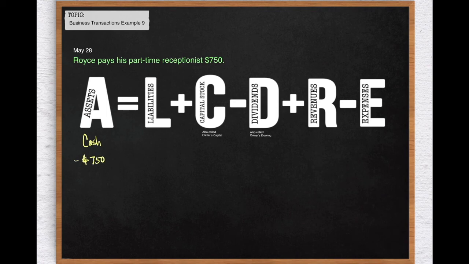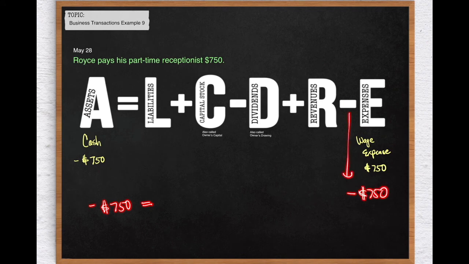The asset went down by $750 because the business is paying the receptionist, okay? And because it's a normal cost of business to pay your employees, that's considered an expense. Let's assume this part-time receptionist gets paid hourly. The account is going to be called wage expense. So you have a negative $750 on the left side and $750 on the right side, but in the accounting equation, there's a negative in front of that E, so naturally it makes it also a negative. And you will have the accounting equation still in balance.